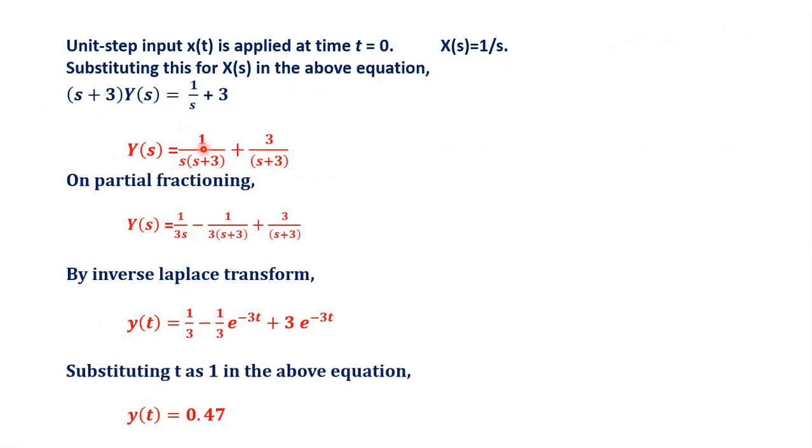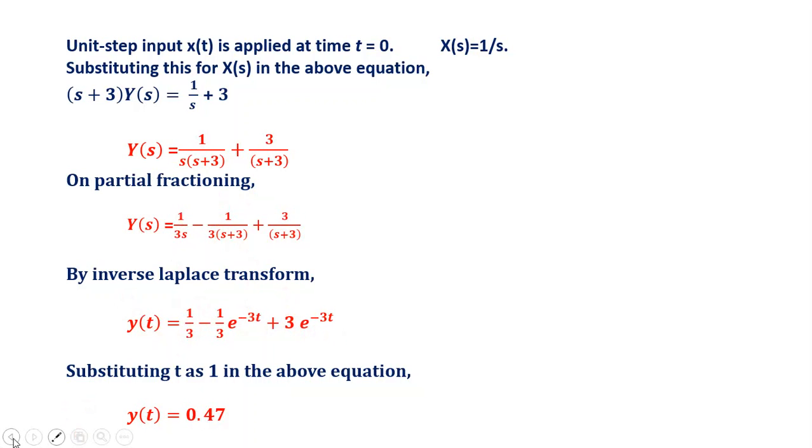By partial fractioning, this can be written as 1 by 3s minus 1 by 3 into 1 by (s plus 3), plus 3 by (s plus 3). By inverse Laplace transformation, we get y of t equal to 1 by 3, since inverse Laplace transformation of 1 by s is 1, minus 1 by 3 into e power minus 3t, since 1 by (s plus 3) gives e power minus 3t, plus again 3 into e power minus 3t.